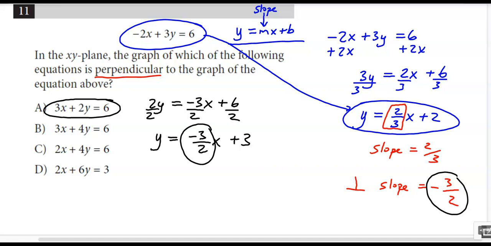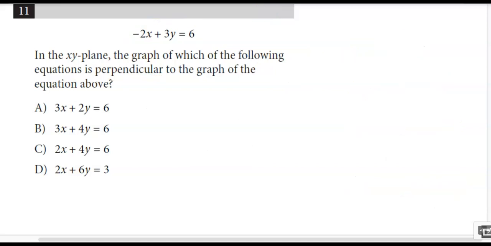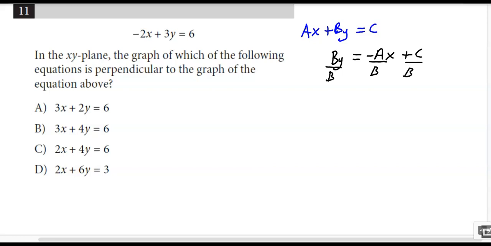Now, just a little pro tip on this one to make it a lot faster. In general, lines are in the form ax plus by equals c. This is called standard form. And when you rearrange them and you move the x term to the other side, and then divide by the b term, you're going to see that the slope is always negative a over b. So it makes it really fast if you know that trick to find the slope.